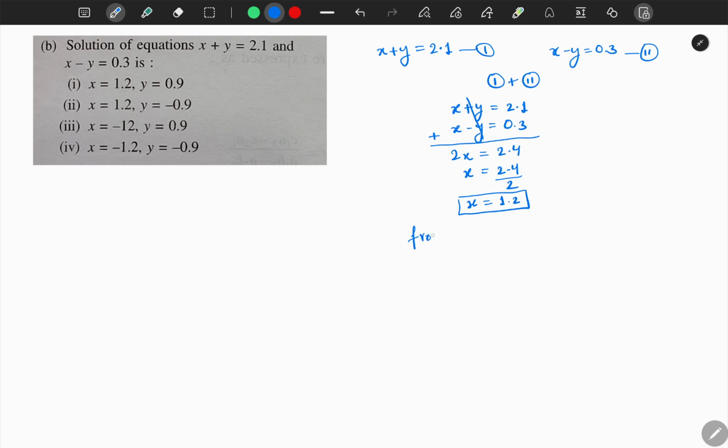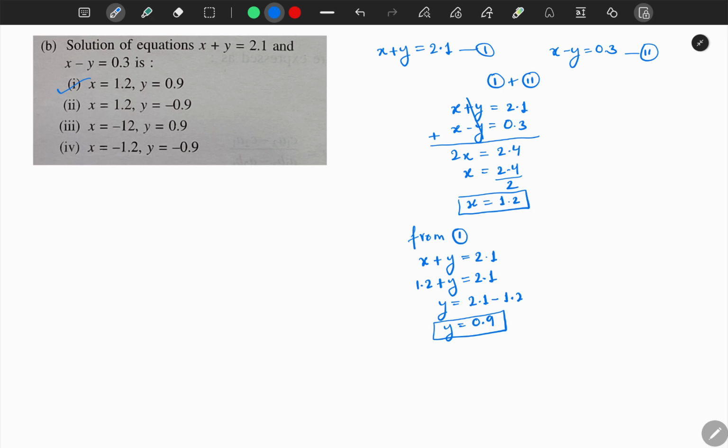So from equation 1, that is x plus y equals 2.1, if I substitute the value of x, that is 1.2 plus y equals 2.1. This 1.2 is in addition here, goes there in subtraction. So y equals 2.1 minus 1.2. 2.1 minus 1.2 is nothing but 0.9. So x is equal to 1.2 and y equals 0.9. So I will say option number 1 is the correct answer.